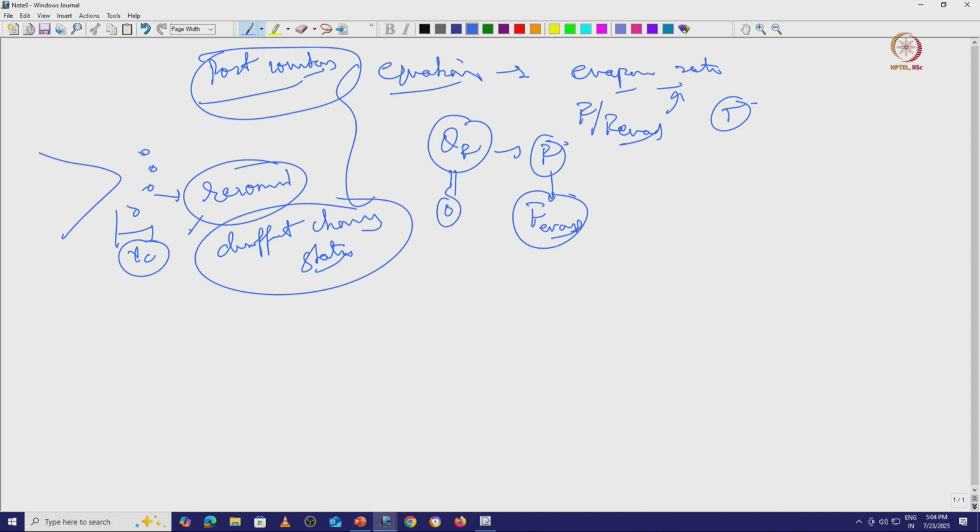Okay, so with this I will end this class, and in the next class we will go on to understand how these field evaporated ions are reconstructed. We'll also talk about the reconstruction that mimics the exact nature of the atomic structure which was present in the tip. Thank you.